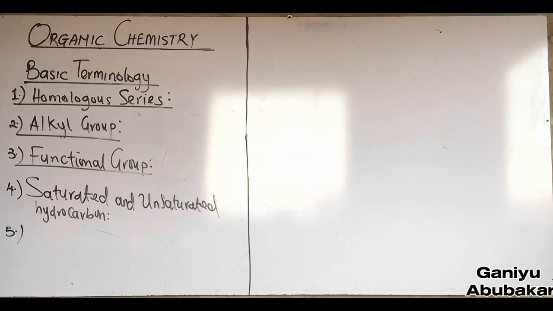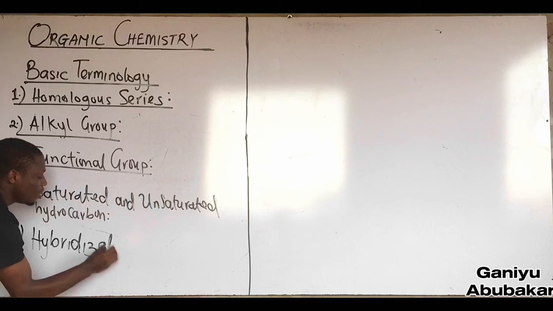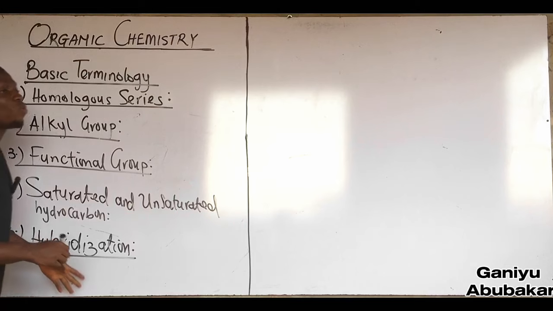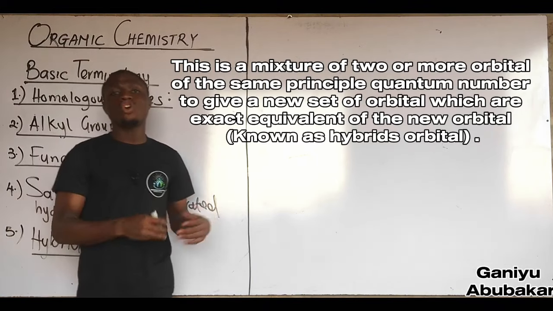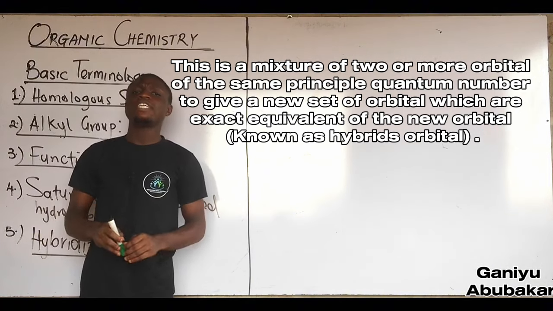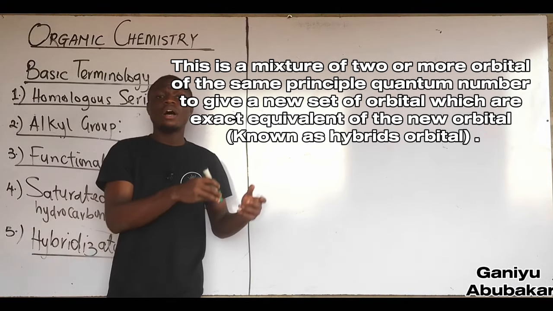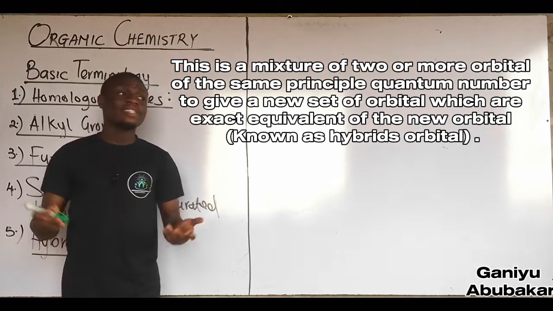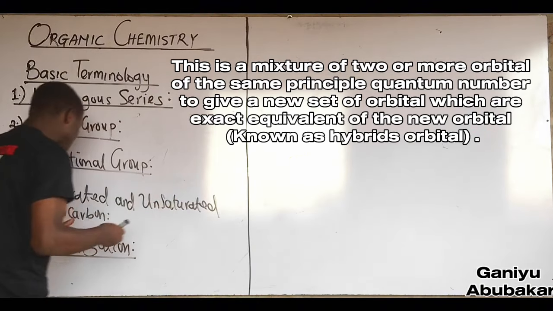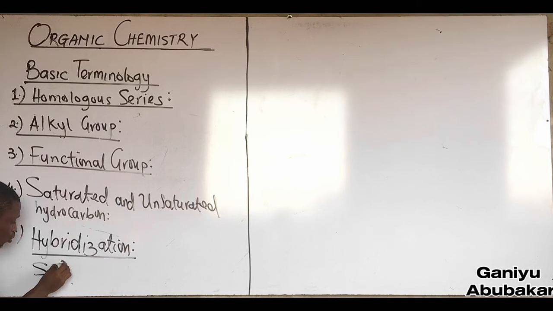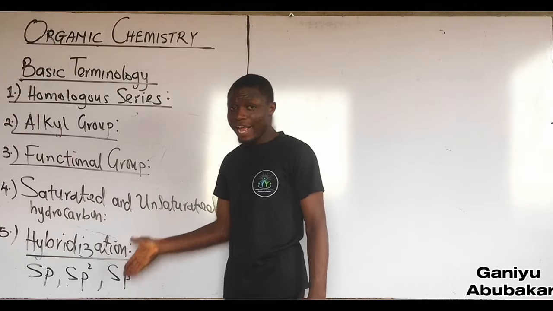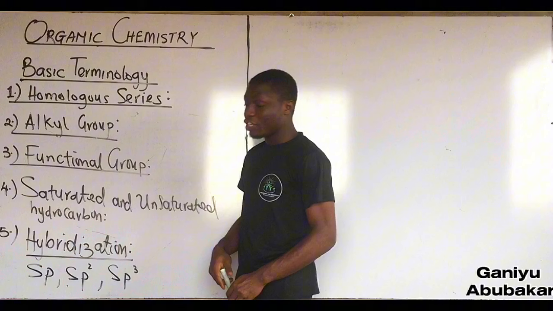The fifth terminology in the study of organic chemistry is simply hybridization. What is hybridization? This is a mixture of two or more orbitals of the same principal quantum number to give new orbitals which are exactly equivalent, known as hybrid orbitals. Examples of hybrid orbitals include sp3, or perhaps sp2. These are simply examples of hybridization.